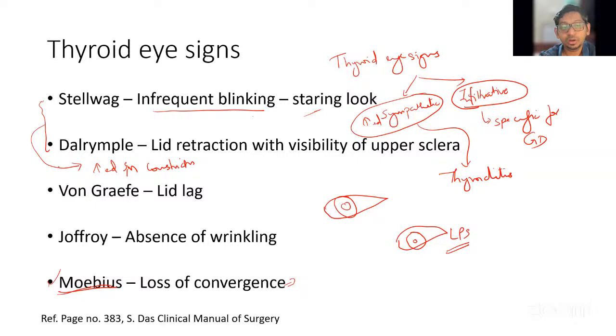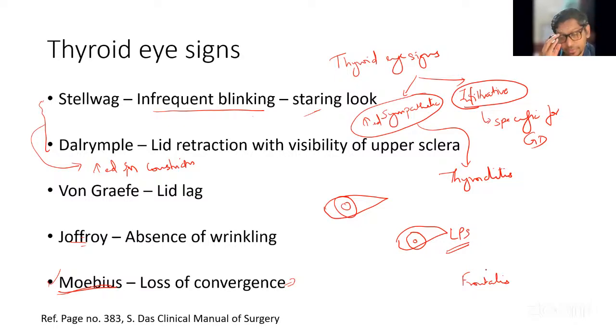Now, Geoffroy sign is basically when the patient does upward gaze, there is loss of forehead wrinkling. Again, here, this is also because of increased contraction. So, usually here the frontalis muscle is involved. Okay, so this is very simple thing to understand.